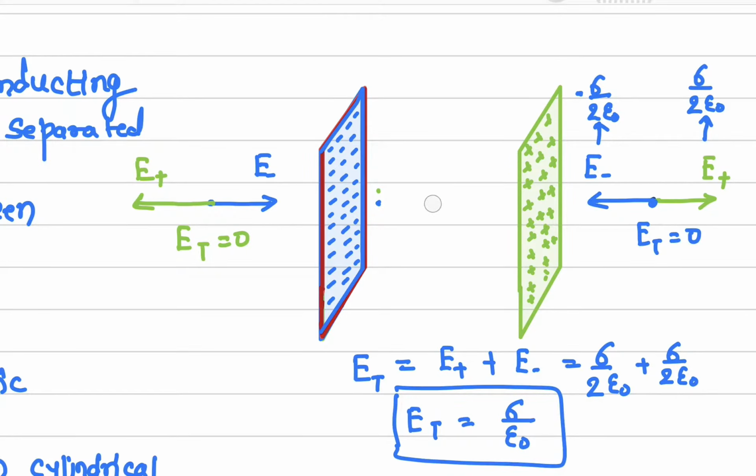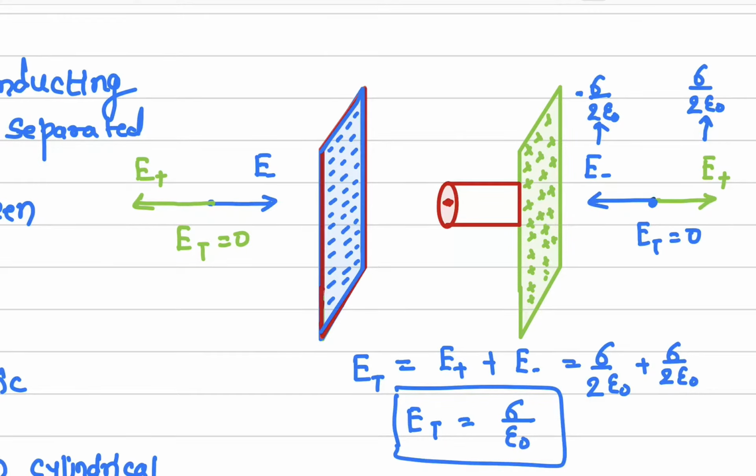So let's say you have a point. Let's say we are interested in finding out the electric field at this point, P. In order to find out the electric field at this point, we're going to draw an imaginary Gaussian surface. This is the imaginary Gaussian surface, and this is the point P.